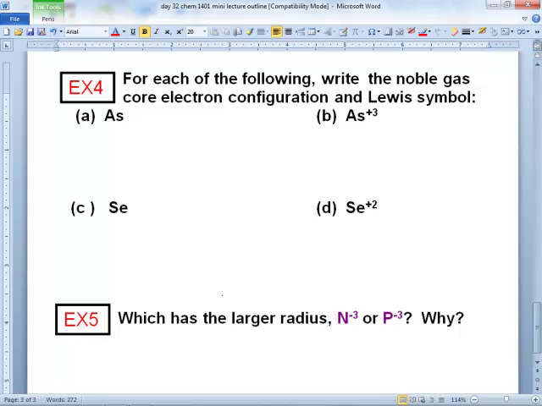If you're done, there might be stuff in your folders. And the very last one, if you haven't answered, they're talking about N minus 3 or P minus 3, which one's bigger. Since they both have the same charge, you really don't look at the charge. You really just compare N and P. And P is bigger than N, right? So the largest would be P minus 3.